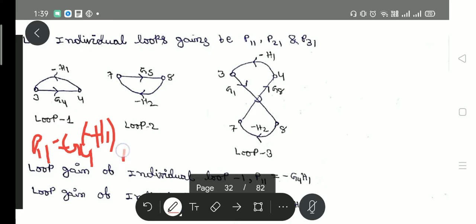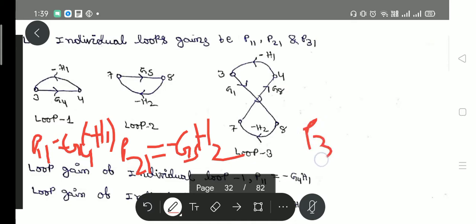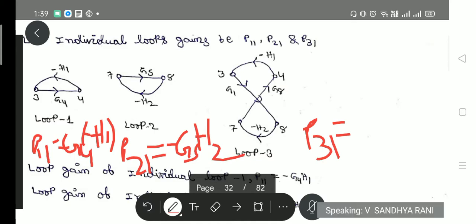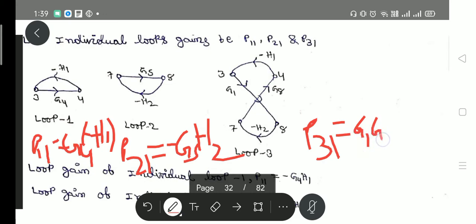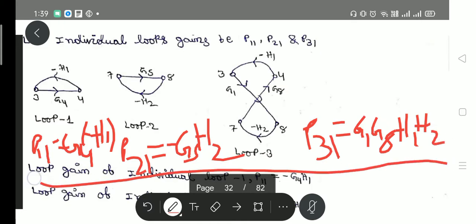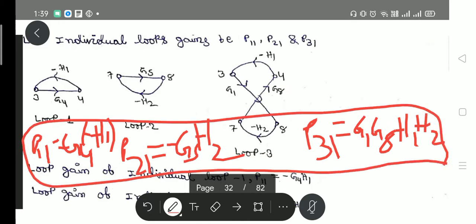The second loop gain I am taking as P21, that is G5 into minus H2, so minus G5 H2. In the same way, the third loop gain P31 is G1 G8 into minus H1 minus H2. Minus H1 minus H2, the minus signs cancel, so here it is G1 G8 H1 H2. These are the 3 loop gains in this signal flow graph.